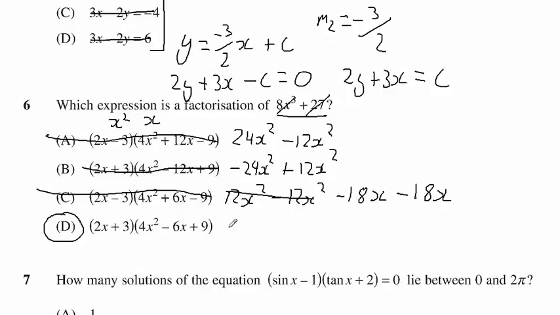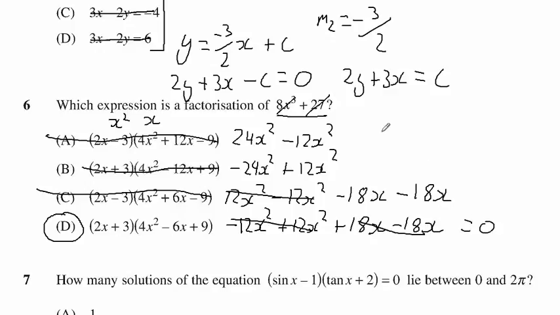2x times negative 6x is negative 12x squared. And then we have 3 times 4x squared, well that's plus 12x squared. Then we have 2x times 9, which is plus 18x, and we have plus 3 times negative 6x, which is negative 18x, and so they cancel out, and they cancel out, leaving us with 0, which means that the only terms that are left in this expansion is 8x cubed plus 27, so D is the correct answer.